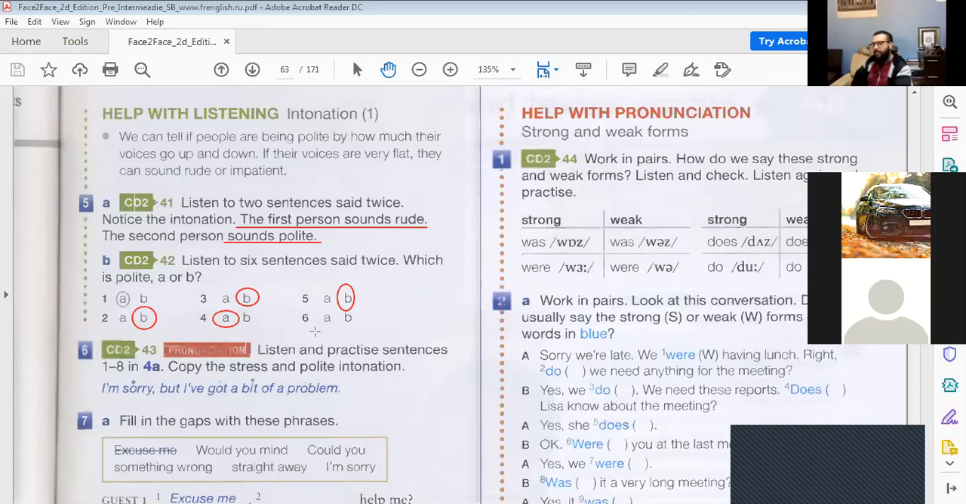A. Right, that's correct. Okay, so this is the idea.